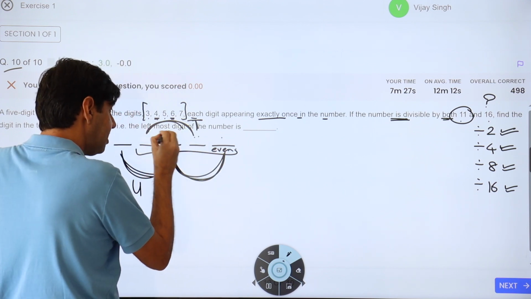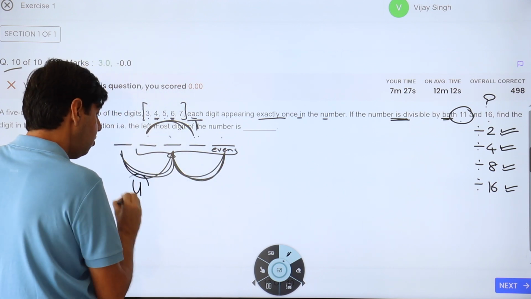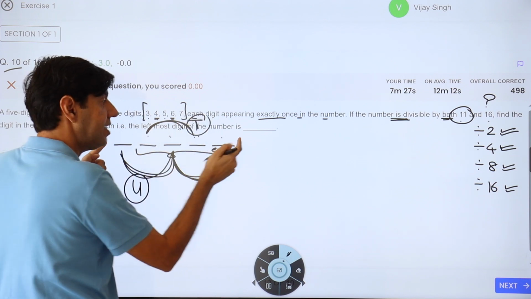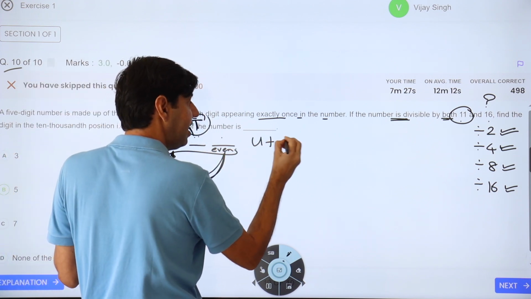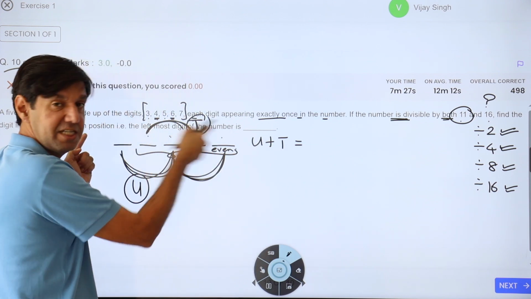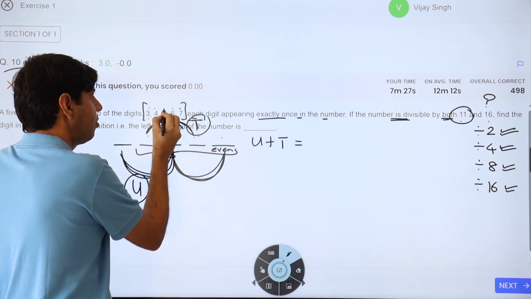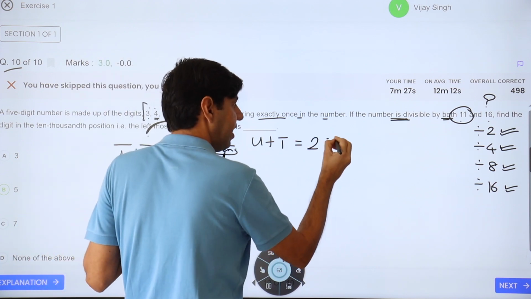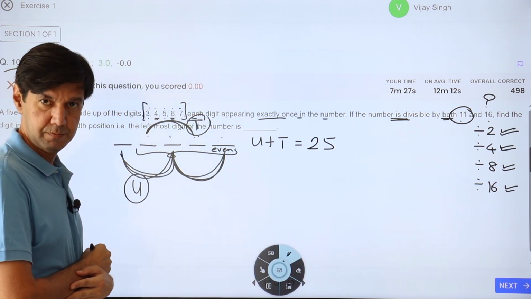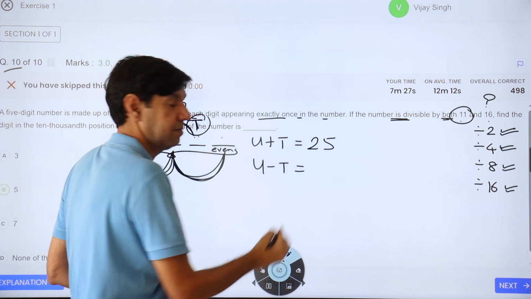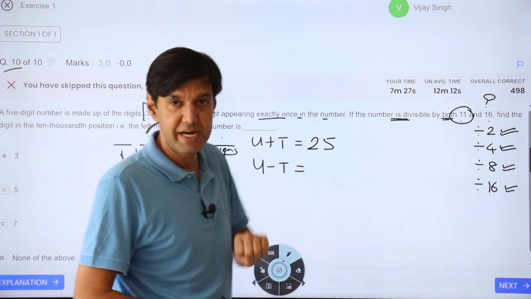I'm not checking which number comes in which position. I'm only checking what can U and T be. And do I know that the sum of U plus T will be the sum of all the digits? Which is 7 and 3, 10, 6 and 4, 10. So the sum has to be 25. And I know U minus T has to be divisible by 11.